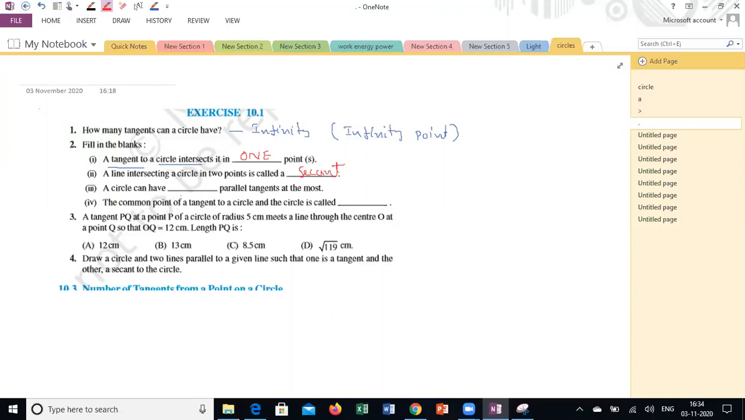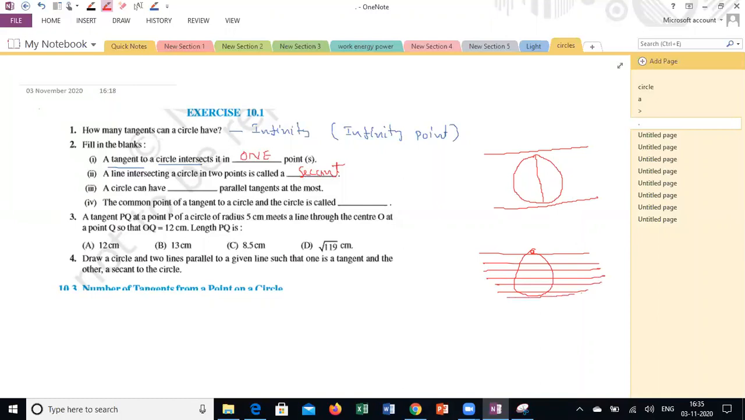A circle can have how many parallel tangents? At most 2. Maximum 2. Those are at the ends of the diameter. If you draw a tangent here and draw n number of parallel lines, there will be only one more tangent that occurs. So a circle can have at most 2 parallel tangents.